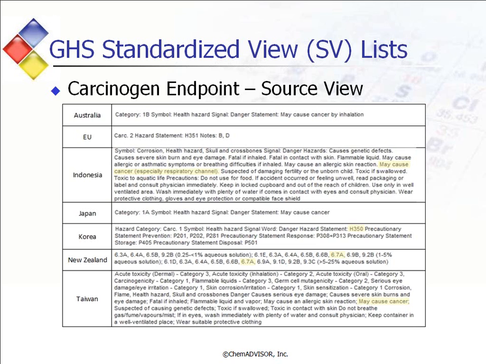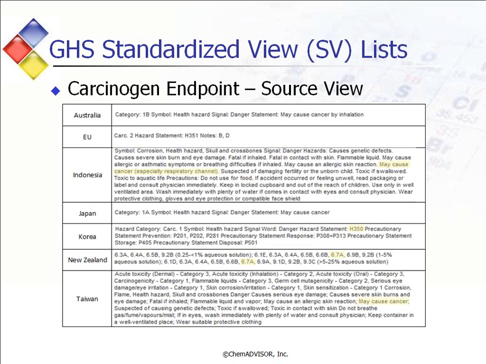Indonesia has a single list that includes all of the endpoints together. And I tried to highlight the relevant portion. It's buried there in the middle of that paragraph. May cause cancer, especially respiratory channel. Overall, the symbol for this query is corrosion, health hazard, skull and crossbones, signal word of danger, and then Indonesia went through and listed the hazard statements only.